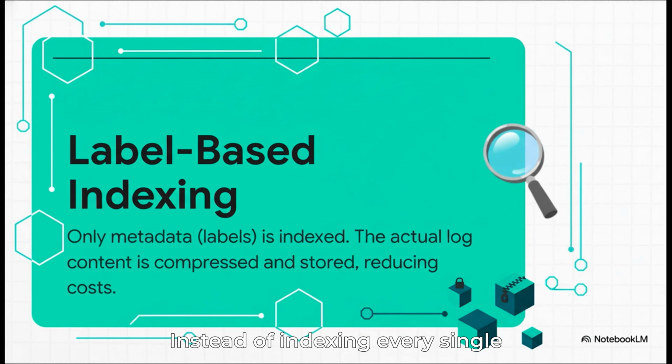Now, let's compare that to the complete opposite approach, Grafana Loki's label-based indexing. Instead of indexing every single word, Loki only indexes the metadata. The labels you give it, like app=api or env=prod. The actual log message, it just gets compressed and tucked away.